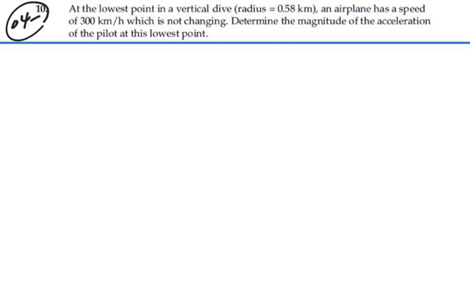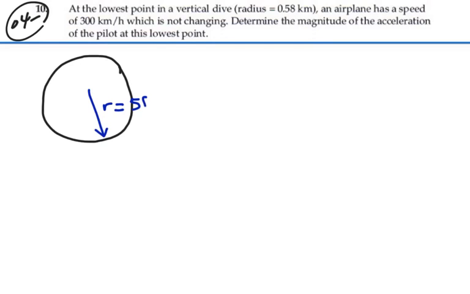Well, if the speed is not changing, there's no tangential acceleration, so it's totally circular or radial centripetal acceleration. So let's imagine this loop. Pilot's going through this loop of some radius r. R is equal to 580 meters, 0.58 kilometers. And the pilot's at the bottom of this loop, traveling at some velocity, and the velocity is equal to 300 kilometers per hour.